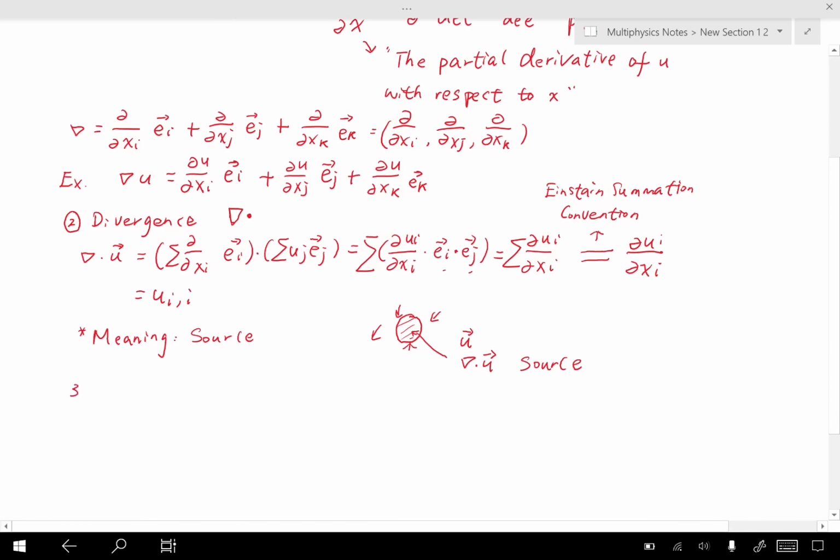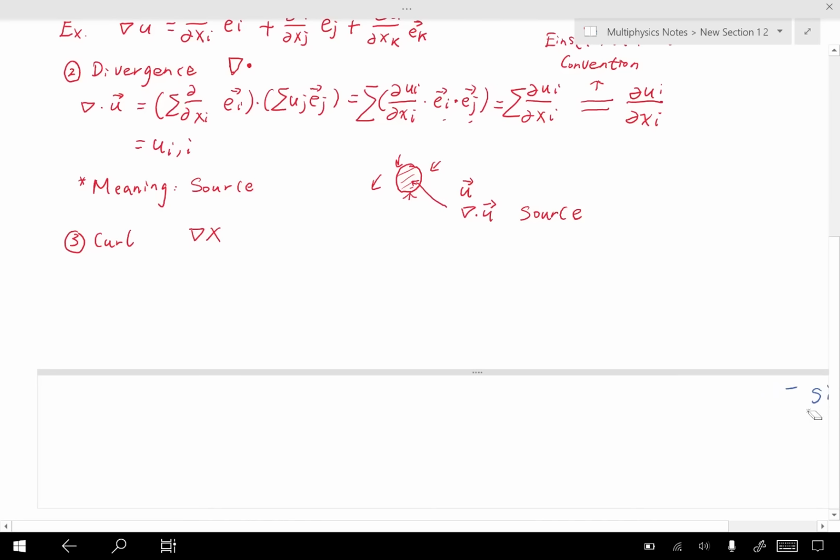Next one is curl. So curl is just like the combination of the nabla symbol and a cross product. We can only have the curl between two vectors. So in this case, the nabla symbol operator we can view as a vector. That means this curl can only be used on vectors. It cannot be used on scalars. So let's take a look at what's going to happen if we do a curl of a vector u.